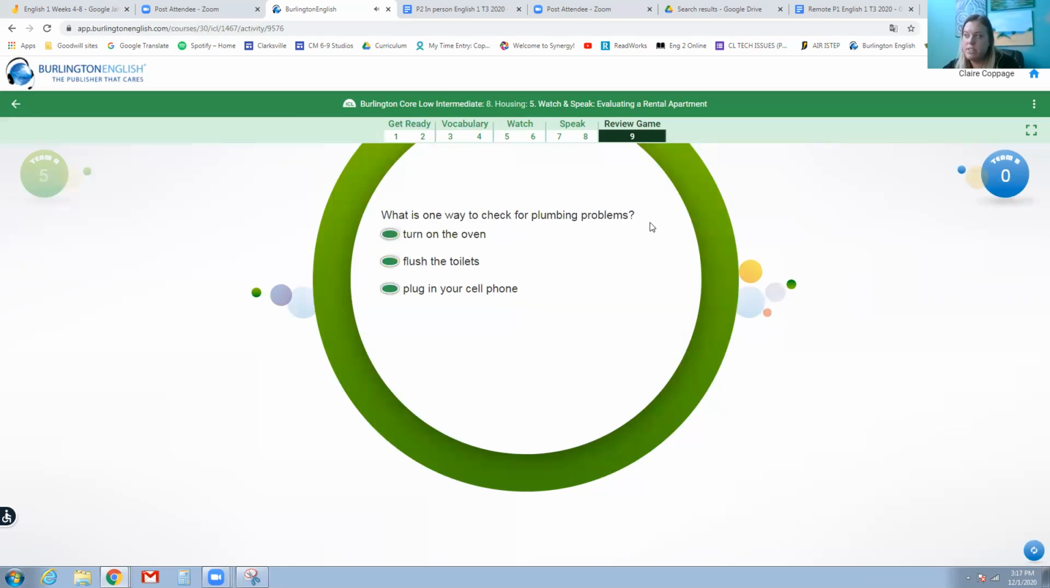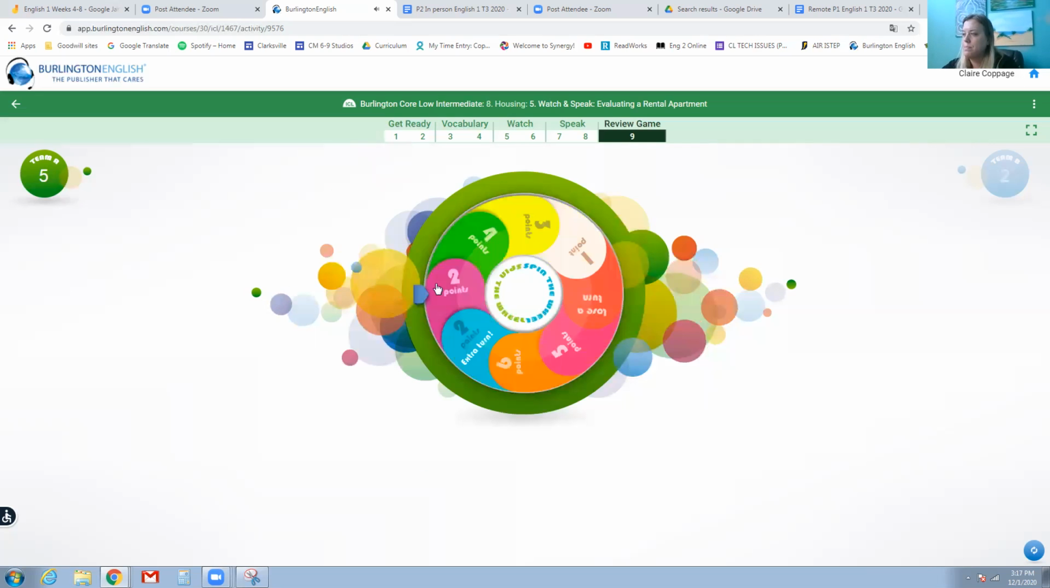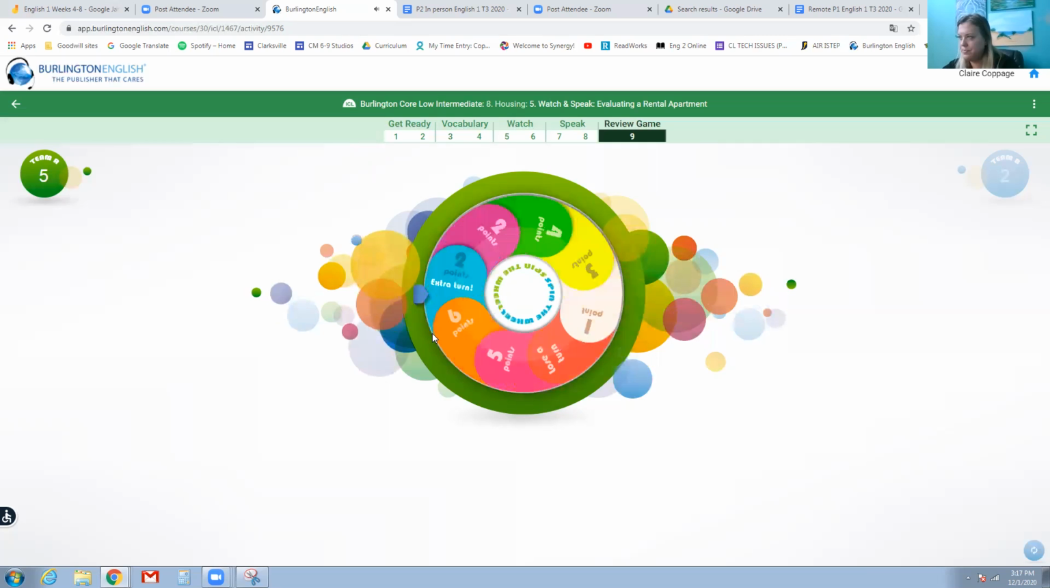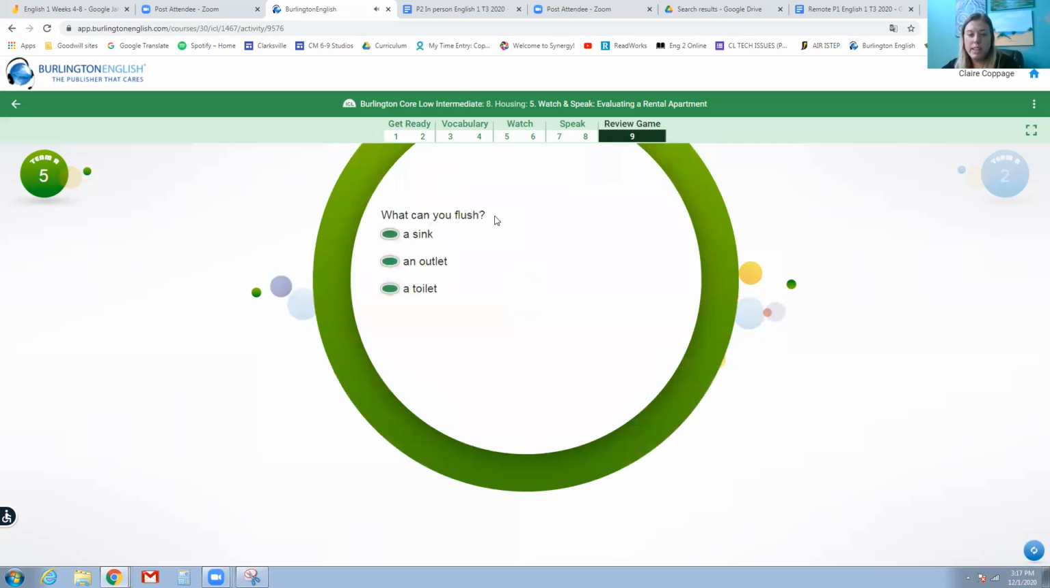What is one way to check for plumbing problems? Turn on the oven, flush the toilets, plug in your cell phone. That's right, flush the toilets. Plumbing are the pipes that are underneath the sink in the apartment. What can you flush? A sink, an outlet, a toilet. A toilet. Very good. When you're finished using the bathroom, you flush the toilet with a little lever.